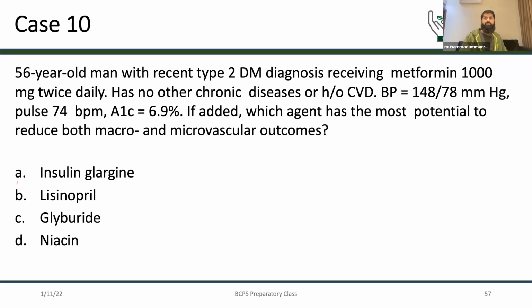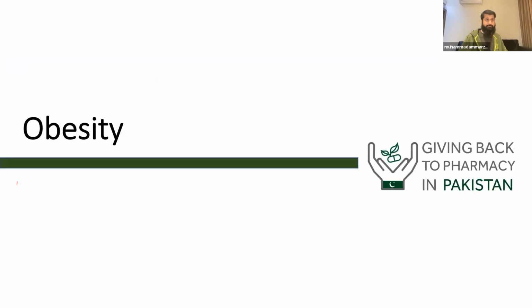So you can see the blood pressure, 148/78. The blood pressure is high. So which agent could reduce the macro and microvascular outcomes in this patient? What about A1C? A1C is near the range. So you could add an ACE inhibitor in such patients. So the option B is correct.